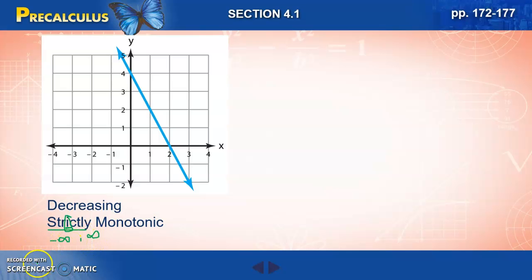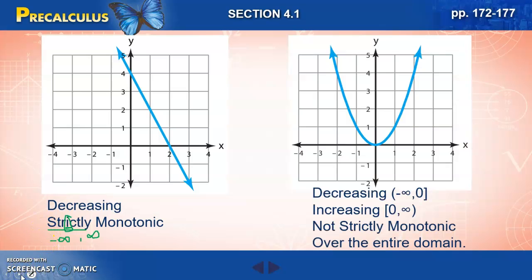Okay, now, that's with the arrows. We could cut out the arrows and look only at this specific domain, but looking at this right now, this is strictly monotonic because over the entire domain, it is decreasing. You take a look at this function. In this function, we don't have a strictly monotonic function because it's not increasing or decreasing over the entire domain. It's actually doing two different things.